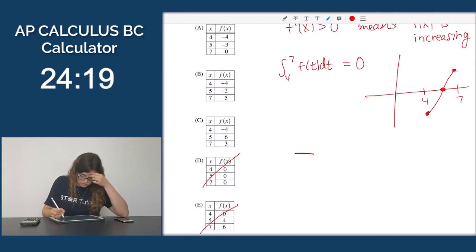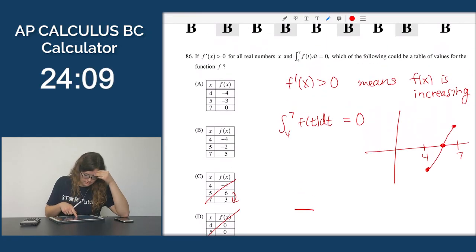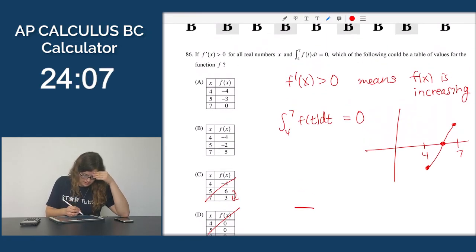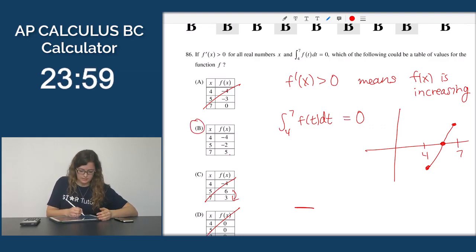C goes from -4 and then 6 and then 3. That wouldn't always be increasing since it dropped from 6 to 3 here. So that one doesn't work. And A would always be negative, which would have negative integral. So it's got to be B, which goes from negative to positive. Its values are increasing, and it has some negative and then some positive. So yeah, it's got to be B.